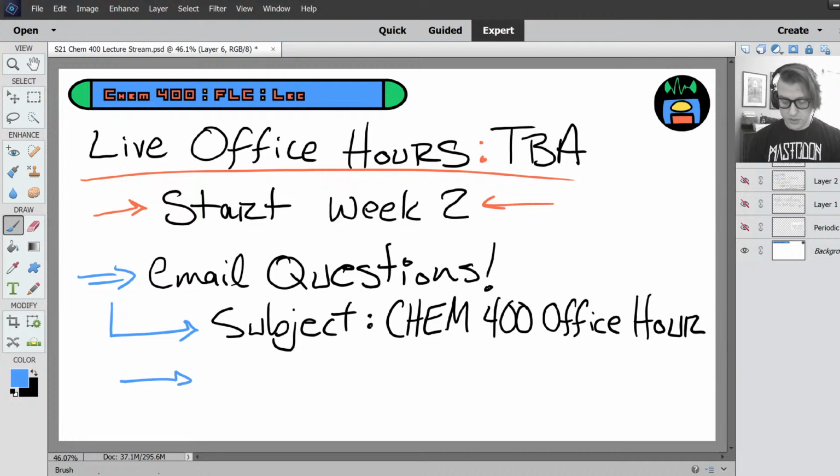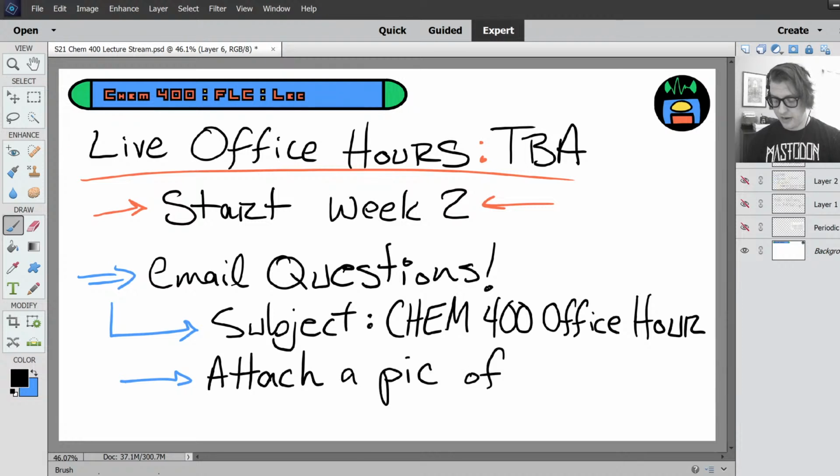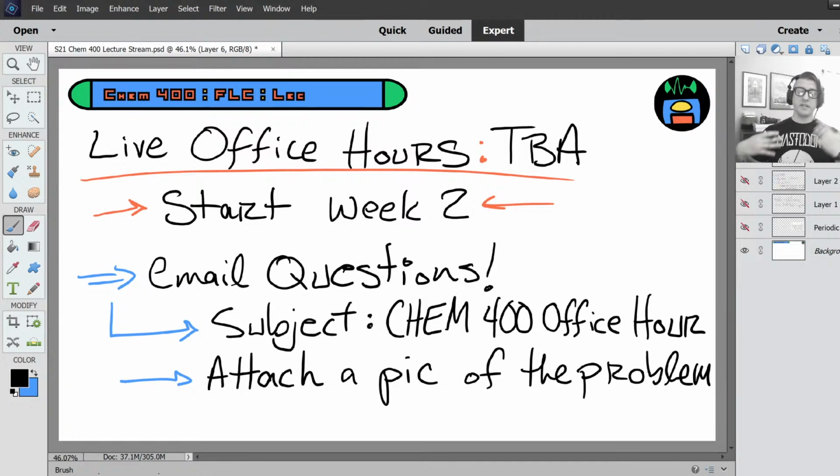And the second thing to do is attach a picture of the problem, like a photo from the textbook. This helps me, 1, to see the context, but 2, it also makes it speedier. I can click on it and see, okay, that's the problem. I don't have to find my textbook, open it up, and find the problem. It makes for a more fluid office hour. So if you can attach a picture of the problem that you want me to work, that would be awesome. And then subject line Chem 400 office hours.